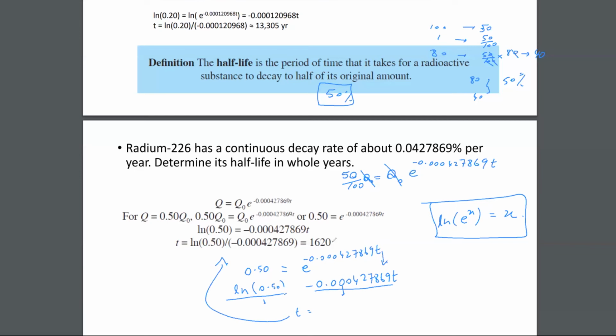So that gives you the half-life of radium-226: 1620 years. It takes 1620 years in order to decay half of the radium. So if you have full radium on something, to decay half of that, it takes 1620 years. That's what it means, okay?